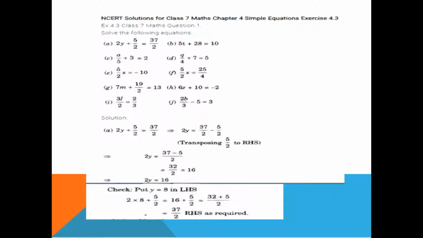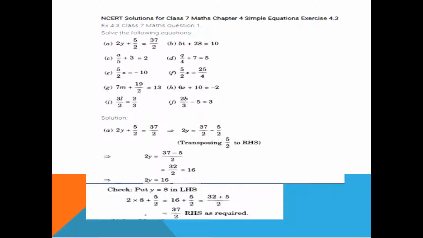2y is equal to, taking the LCM on the other side, 37 minus 5 by 2, which is equal to 32 by 2, which is equal to 16. So 2y is equal to 16. That means y is equal to 8. So y is equal to 8.